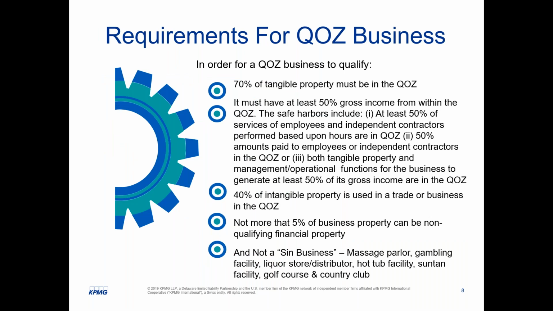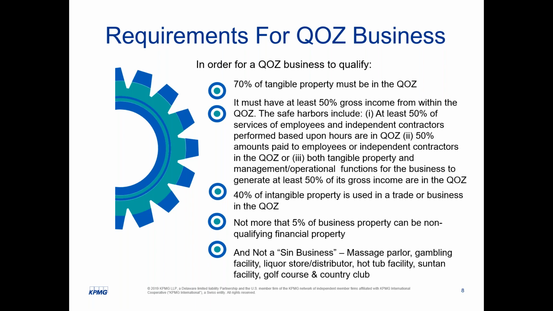Because we have the 2-tier structure, it's important because there are really 2 tests. 90% of a QOF's assets have to be in a zone, but once you form the lower tier QOZB, that QOZB has to qualify as a good QOZB to be good qualified property when you're testing at the QOF level. At the QOZB level, there are a few requirements. 70% of your tangible property has to be in the QOZ, so you can have up to 30% of that property outside of the zone. There is an active trade or business test. 50% of the gross income has to be from an active trade or business.